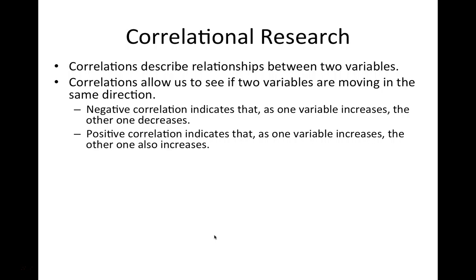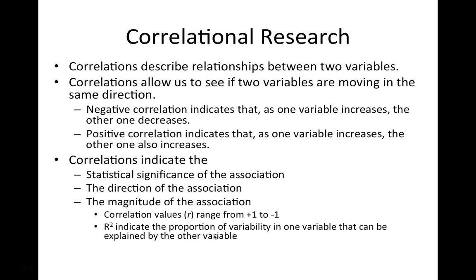Positive correlation indicates that as one variable increases, the other one also increases. So an example of this might be as sexual satisfaction increases, relationship satisfaction also increases. Those variables increase at the same time, so they move in that same direction. And when we run correlational analyses, these correlations indicate the statistical significance of that association, which we'll talk a lot more about next semester, so don't worry so much about that right now. The direction of the association, so negative or positive correlation, and how big that association is.